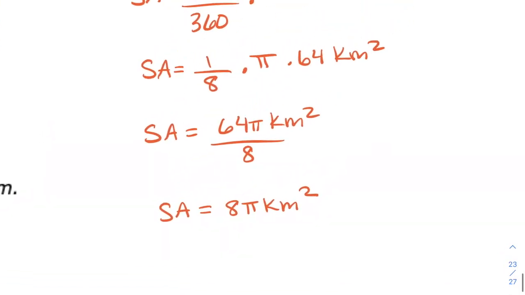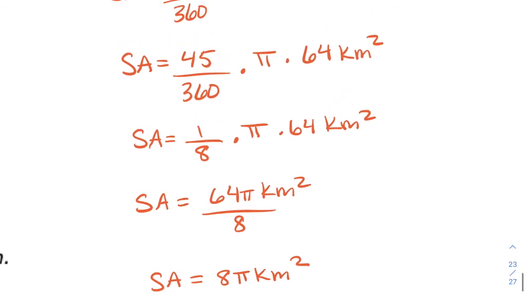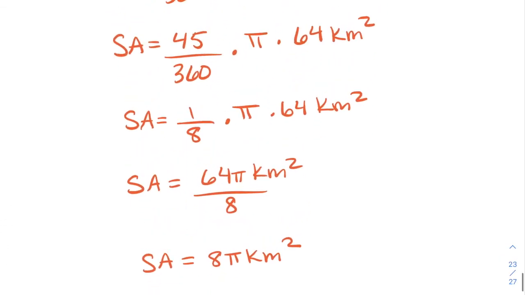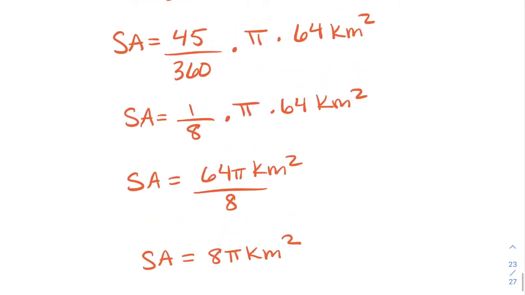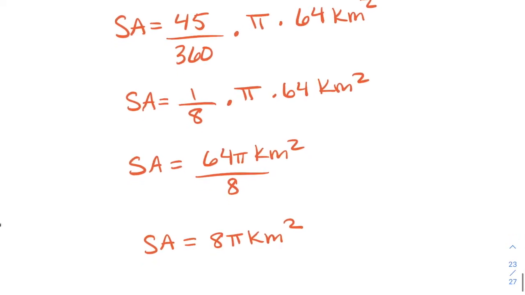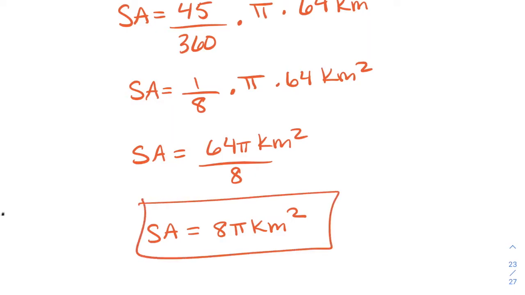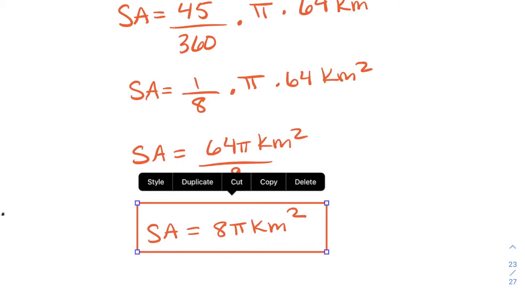So let me just review. We could have done 8 times 8, which is 64, times 45, and then divided that by 360, and we would have gotten 8 regardless. But I decided to simplify it first. So sector area equals 8 pi kilometers squared.